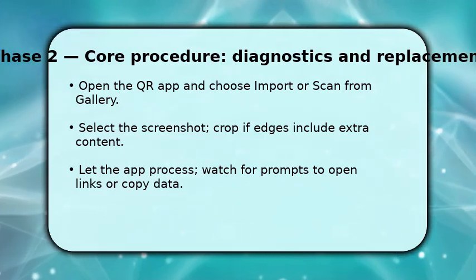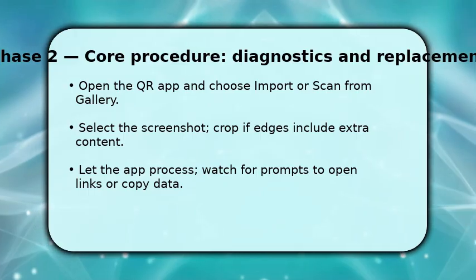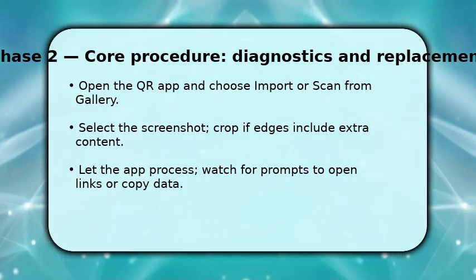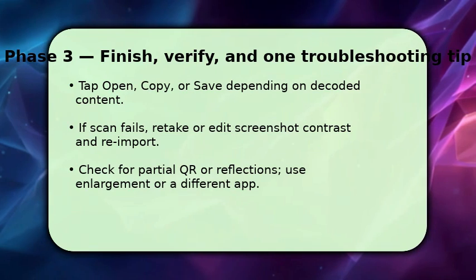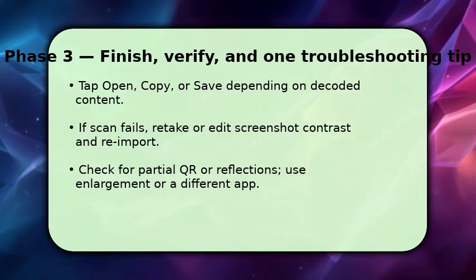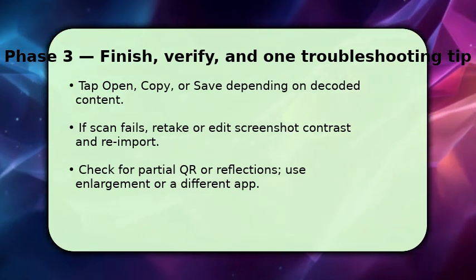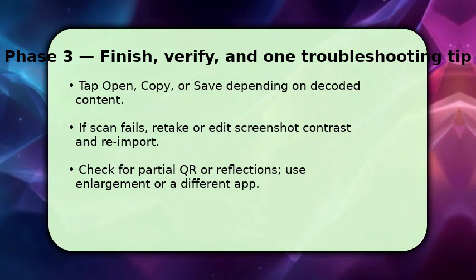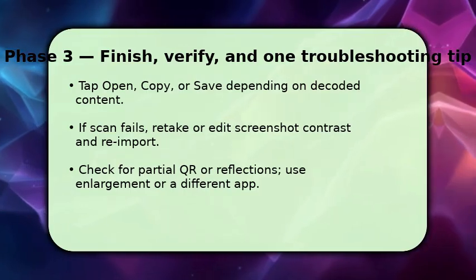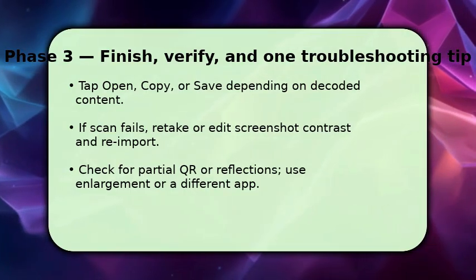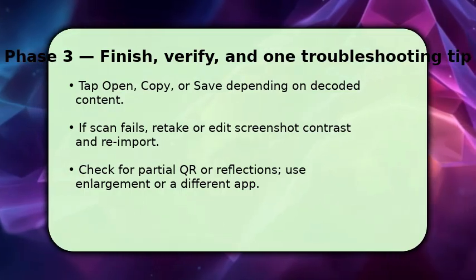You finish by acting on the decoded result. Tap Open for links, Copy for plain text, or Save for contacts. Once done, verify the destination address or details before confirming. This prevents mistaken navigation. If the app failed to decode, don't panic. Increase contrast, crop tighter, or zoom in and resave the image, then re-import.